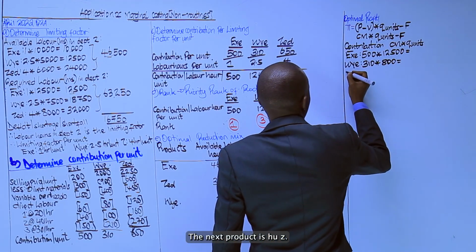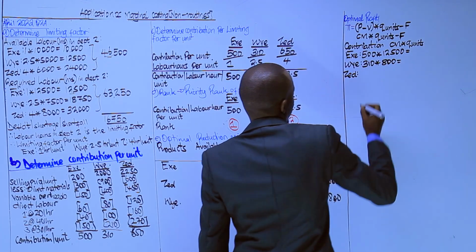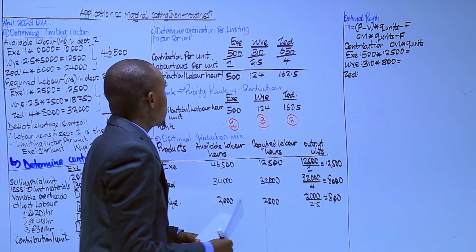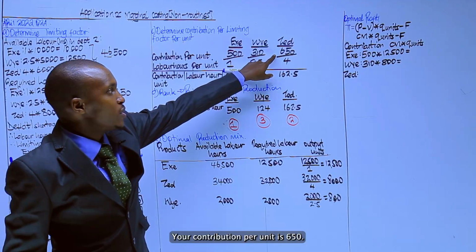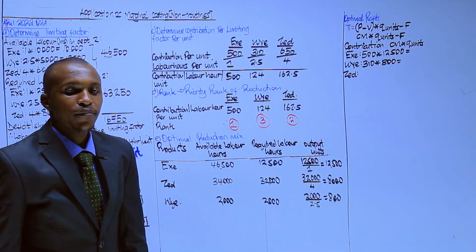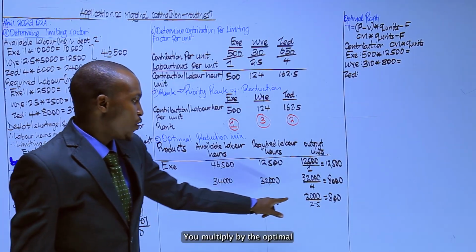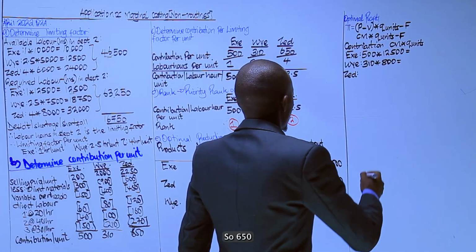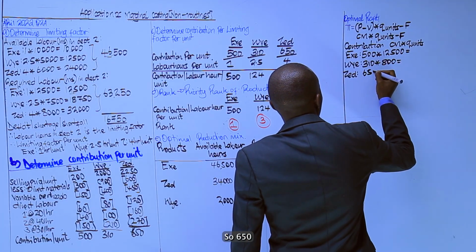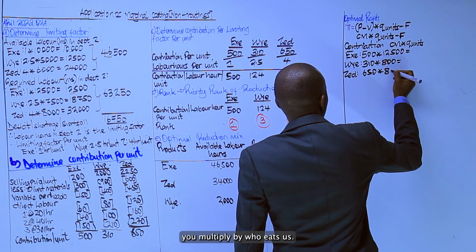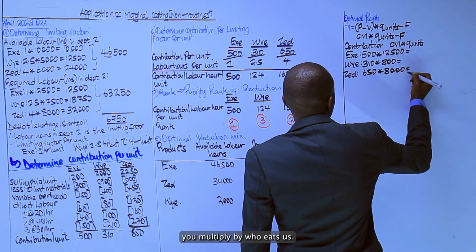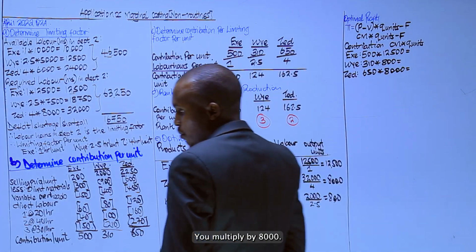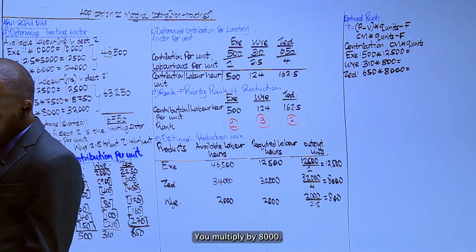The next product is Z. Your contribution per unit is 650. You multiply by the optimal output of Z of 8,000. So 650, you multiply by 8,000.